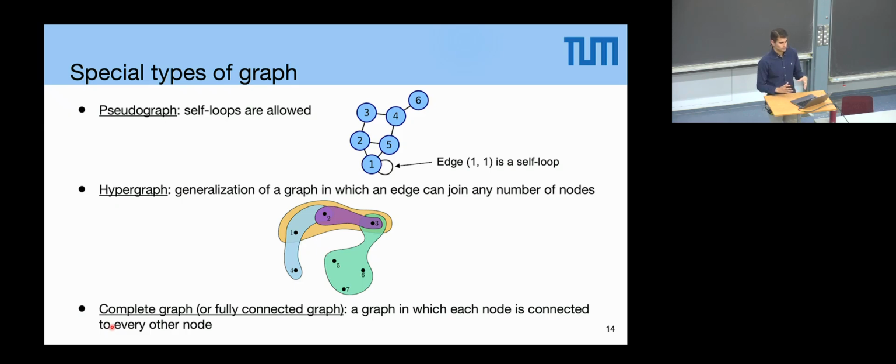So instead, we will often be working with sparse graphs. We say a graph is sparse if the number of edges is much smaller than the square of the number of nodes. So we will often be working with this to reduce computational cost.